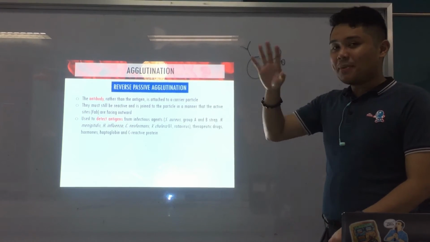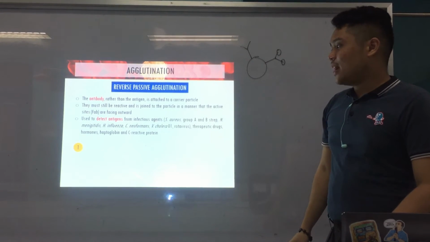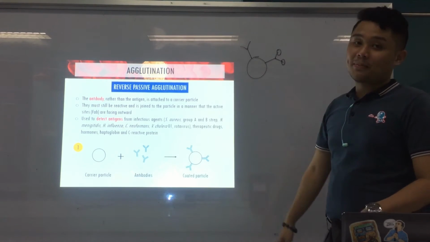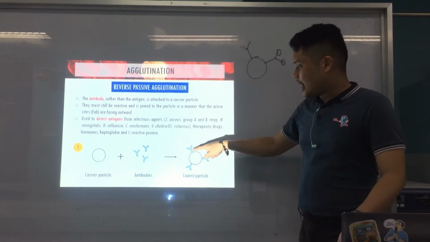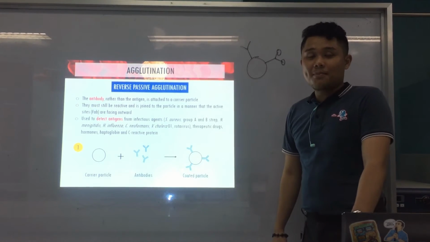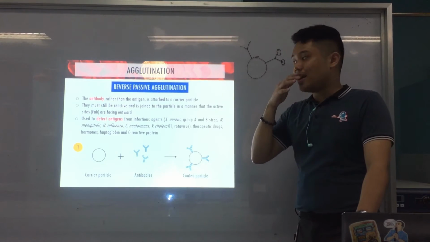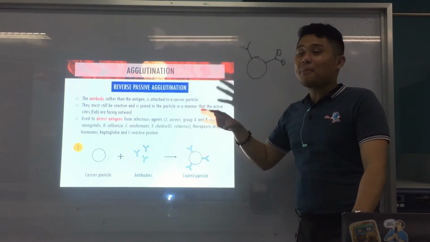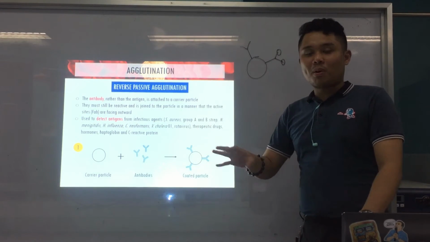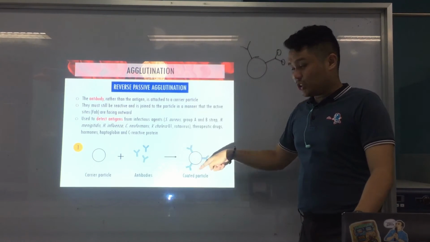So, passive and reverse passive are opposite. Here is an example: carrier particle, you add the antibodies, and you have your coated particle. As mentioned, the Y should be outside, because again, these are your Fab, the fragment antigen binding sites. That is where they bind, so they are the ones that participate in agglutination. So your Fab should be outward.